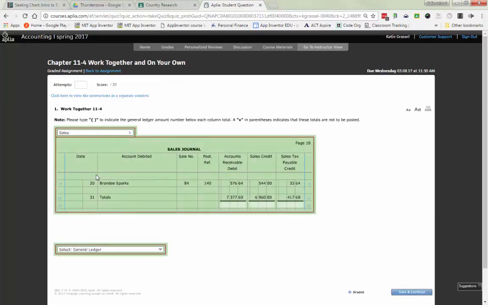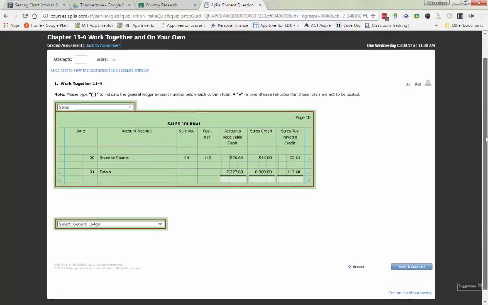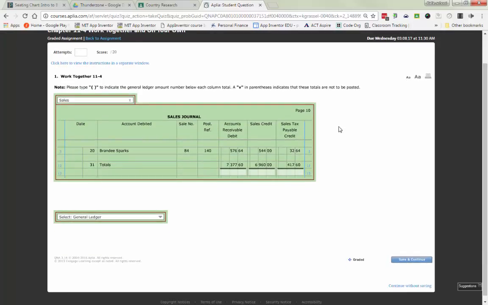Please notice that your journals in Applia are not necessarily in the order that you need to post them, so they will be a little tricky that way. So I'm posting totals. Posting totals is very much what we did yesterday for 11.3. We take our numbers and we move them from our journal into our general ledger. All totals will go in your general ledger. None of your totals will go in a subsidiary ledger, or those accounts receivable or accounts payable accounts.